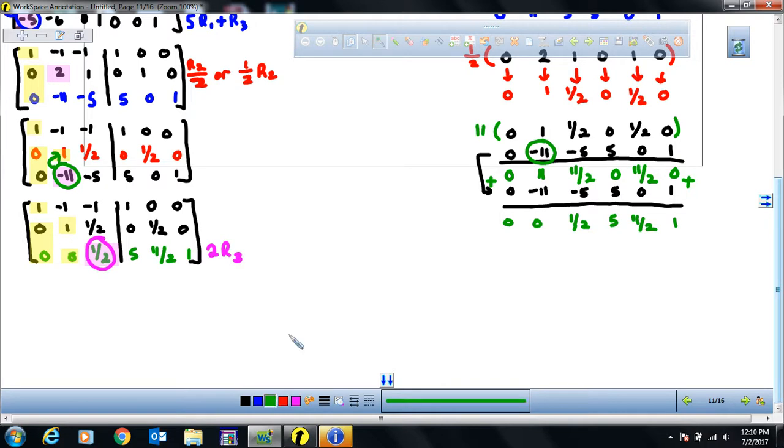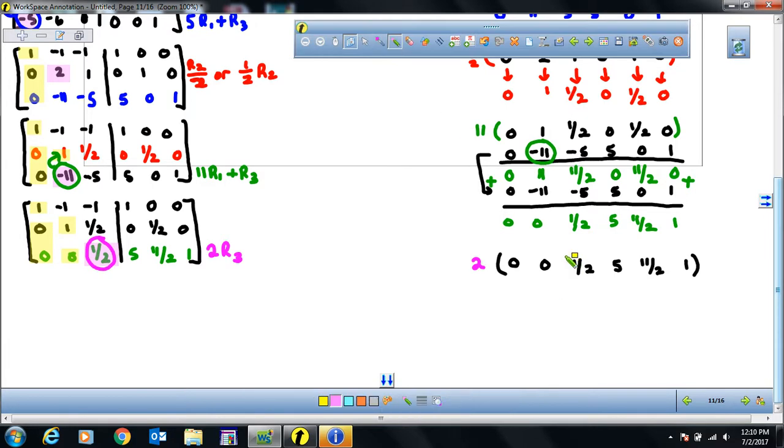Now, one thing I forgot to put is the row operation here. So we multiplied 11 times row 1 plus row 3. Now let's move on. So now right here we're going to multiply everything in the third row by 2, which is the reciprocal of 1 half. Dividing by 1 half is the same thing as multiplying times 2. Okay, so we're going to multiply everything times 2 to make this 1 half into a 1.